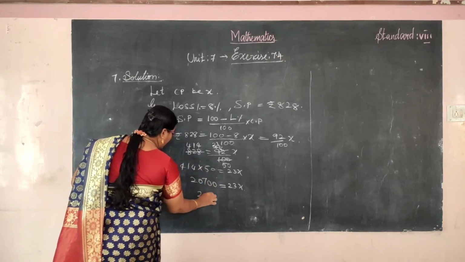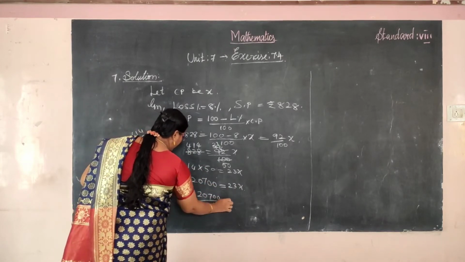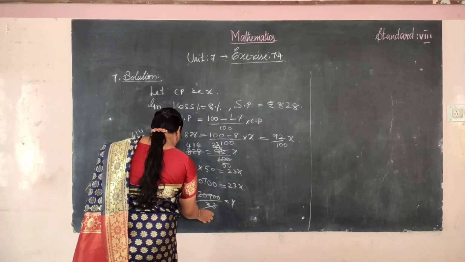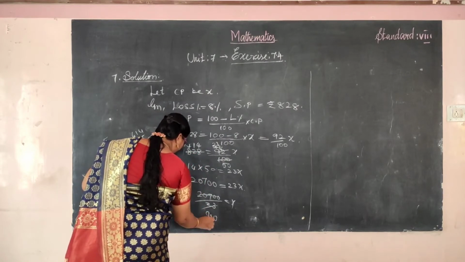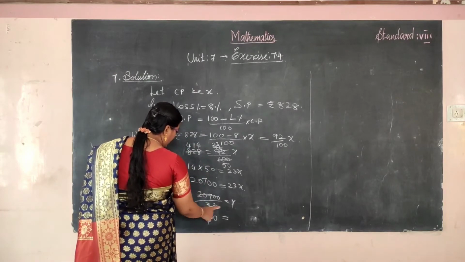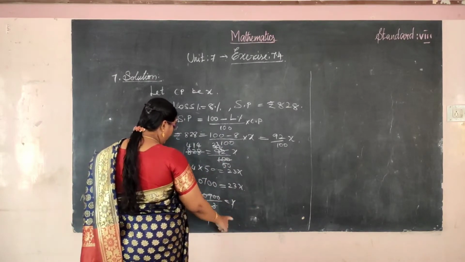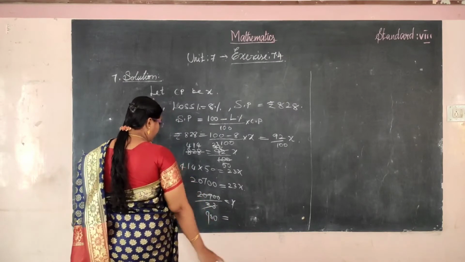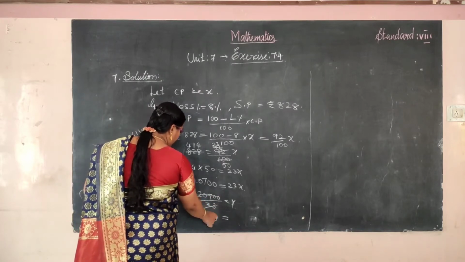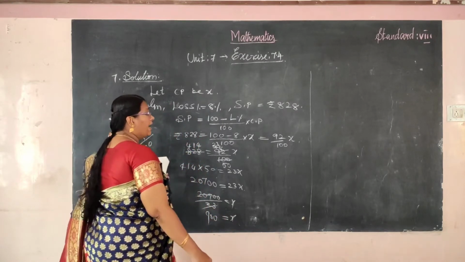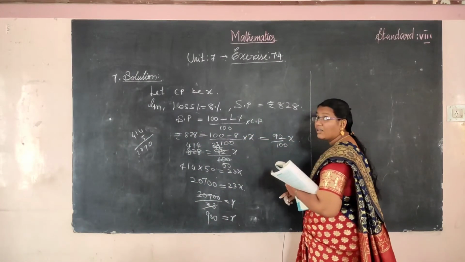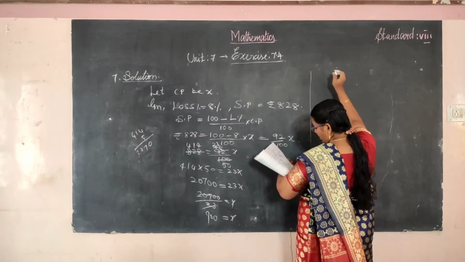So 20,700 divided by 23 equal to x. It simplifies, we get 900. Okay, 9 times multiply, 9 3s are 27, 7 remaining 2, and then 9 2s are 18. Okay, 18 plus 2 is 20, so 207. 23 9s are 207, added 2 zeros, so x value is 900. Okay, so cost price of the shirt is 900.